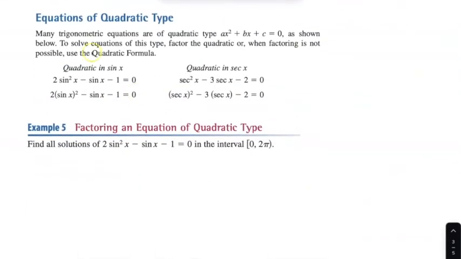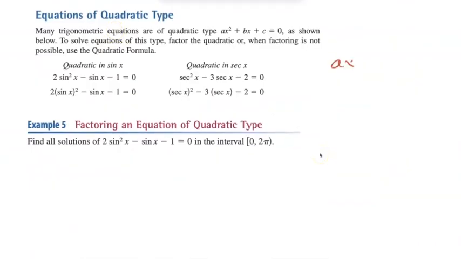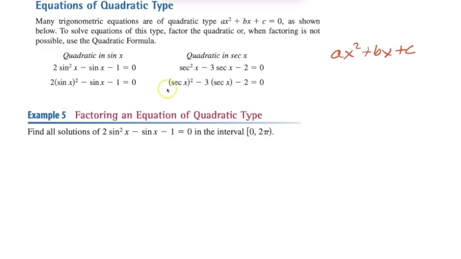Okay, how about equations in the quadratic type? Looks like ax squared plus bx plus c. It's quadratic type. And anytime it looks like that, you could factor it just like a normal quadratic. Now, sometimes it's hard to see it. It's hard to factor that. Like you just can't see it. I do a little trick.